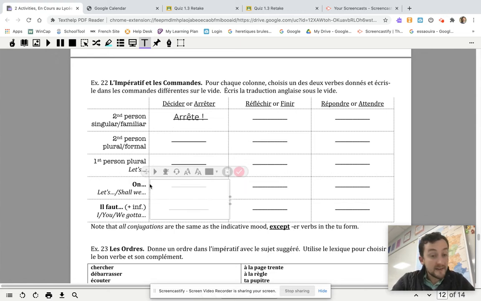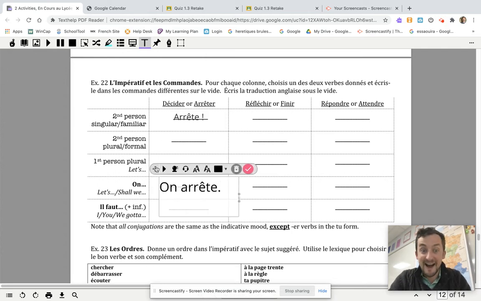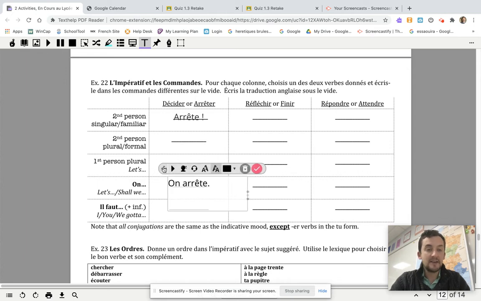On, now I'm going to say this because sometimes I have people who just conjugate the verb with on. On is not the imperative anymore. Only those first three are the imperative. On is just another way to give a command. So you can say on arrête, meaning people stop, one stops, let's stop. D'accord? It can mean any of those things. On is just like a general term.